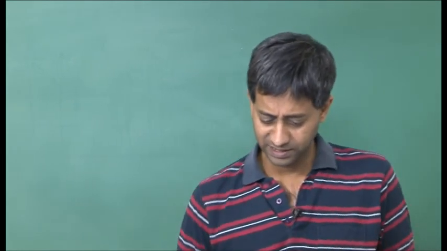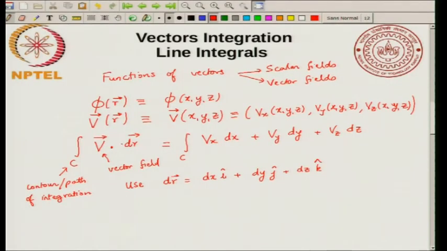Now, notice that since V is a vector, dr is a vector, V dot dr is a scalar. And so this is the integral of a scalar. So what you get finally is a scalar. In other words, what you will get is a number. This integral, if you integrate over a contour and you put various limits, then you will get a number.